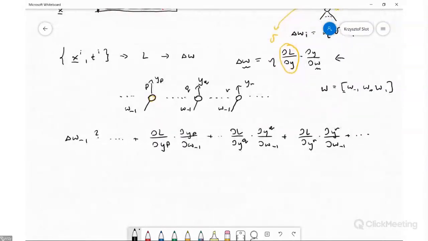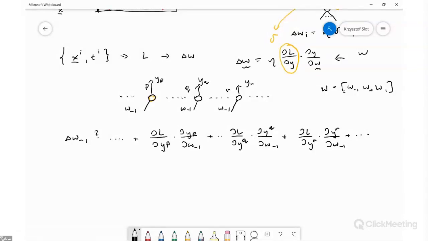What can I say if I would like to know what is a derivative of an error with respect to a particular weight? I will get such a sum. For an individual neuron, I just had one term. If a neuron was individual, this weight of this individual neuron was unrelated to other neurons. It was just a parameter of this particular element.